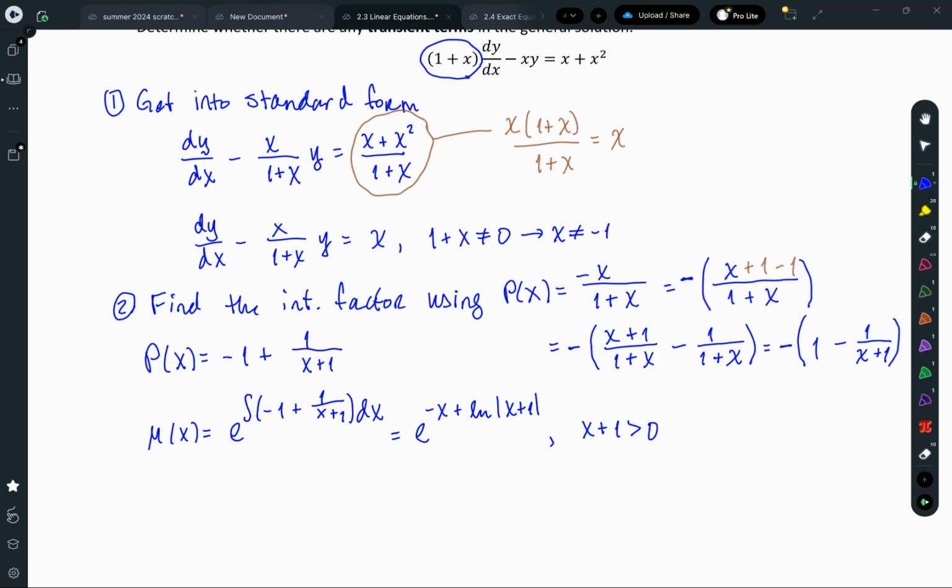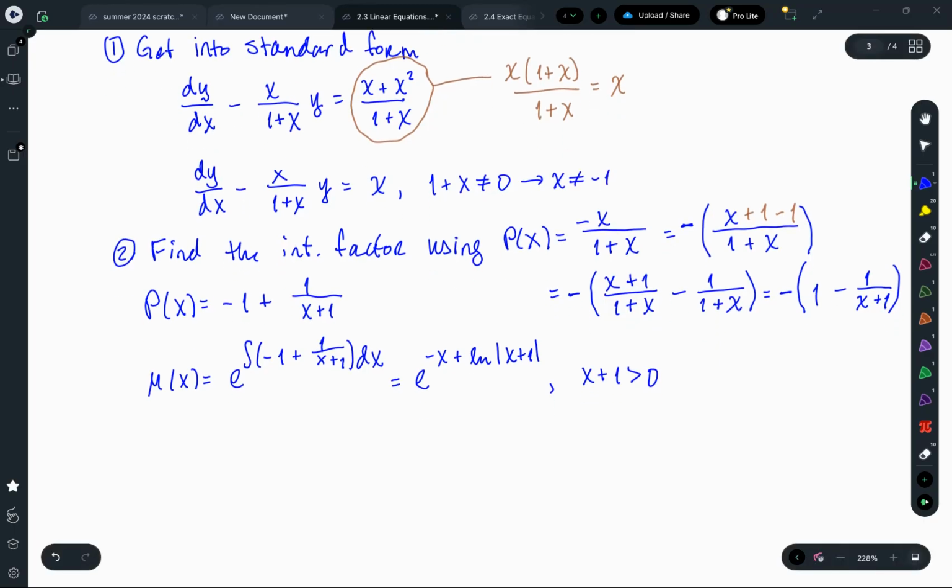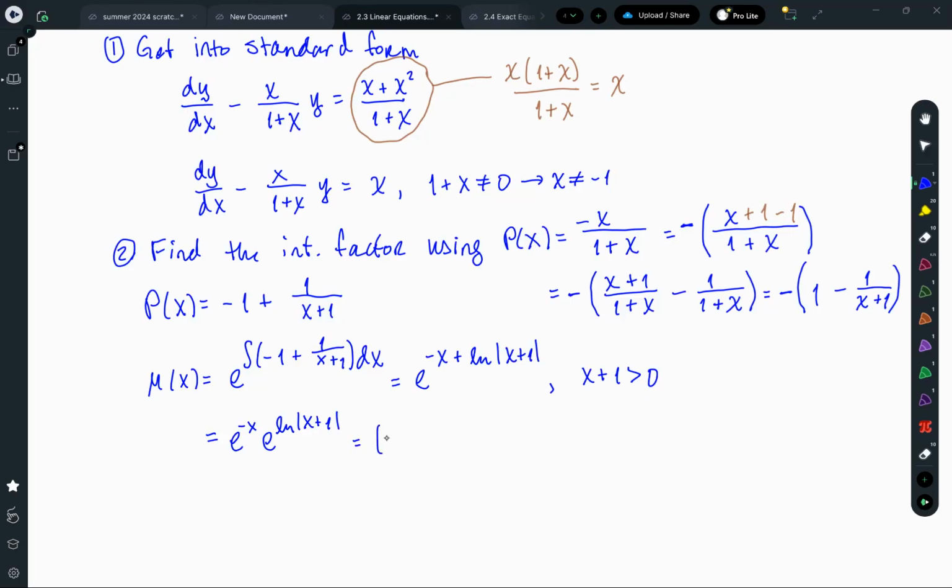All right, now I need to rewrite that integrating factor because that doesn't look very good right now. So I'll rewrite it using my properties of exponents. This is e to the minus x times e to the ln of the absolute value of x plus 1. The e and the ln undo each other completely, and I'm left with an x plus 1 in parentheses times e to the minus x, and x must be greater than negative 1. Okay, so that's my mu of x.